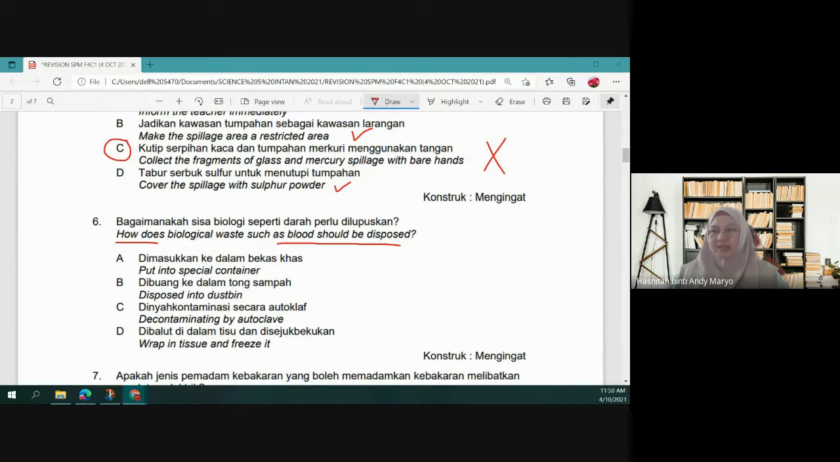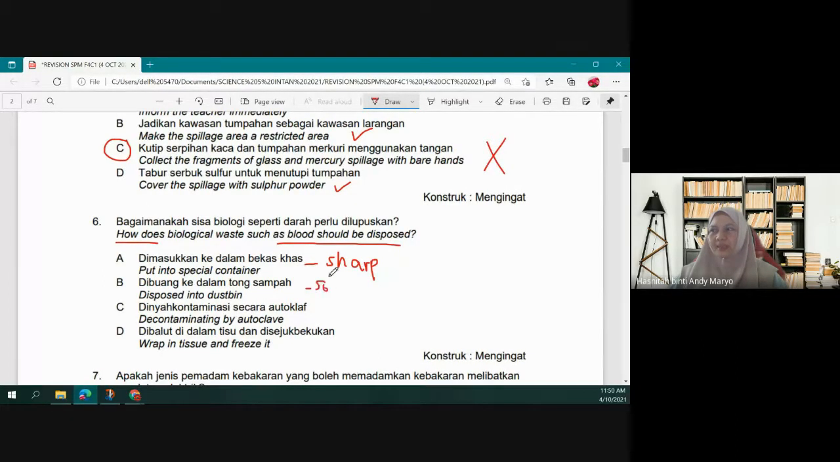So the answer is, for A, put into special container. Normally this one, we place a sharp material. This is how we dispose a sharp material, for example, needle, syringe, cutter, and so on. And then this one, dispose into dustbin. This is, for example, tissue or any remaining product from our experiment. For example, remember last time we burned a food sample to measure the calorie contained. So this one you can dispose directly into the bin.